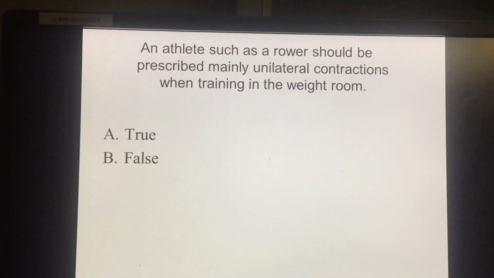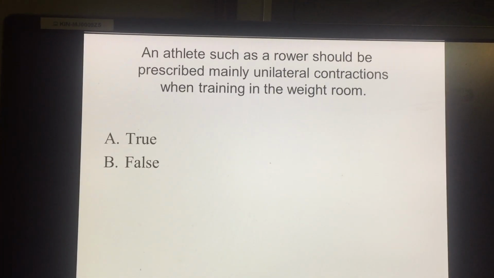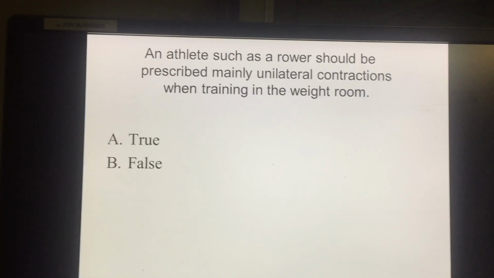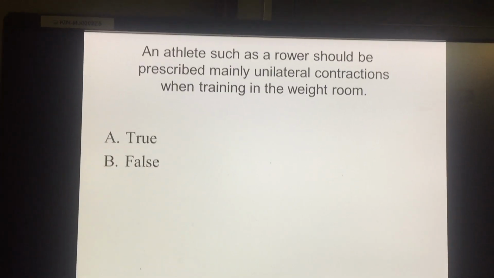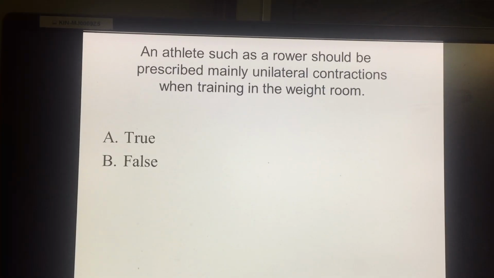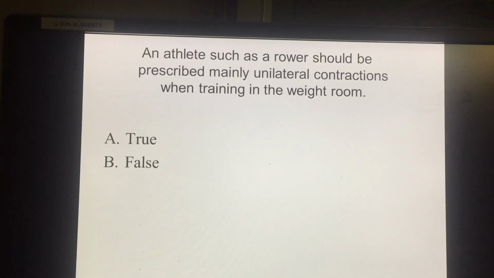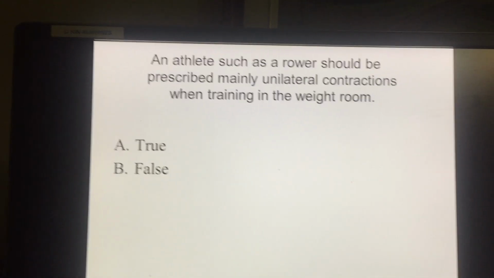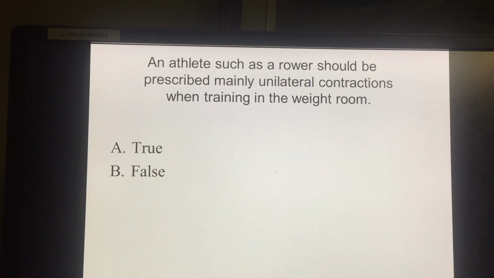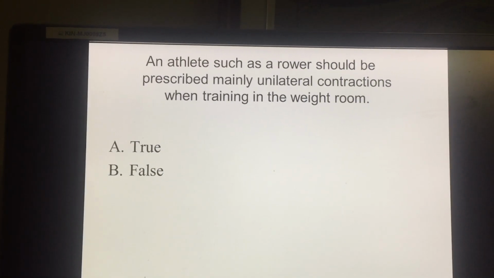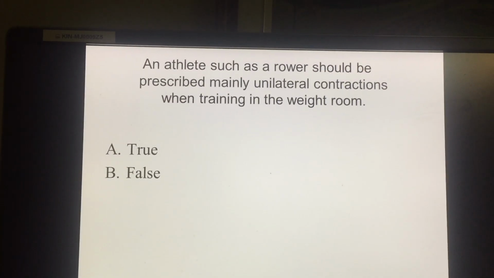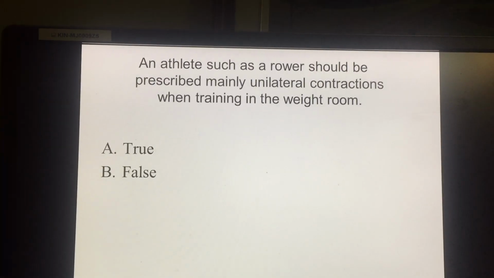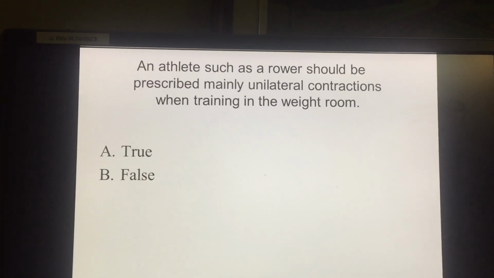And the last question I have here is, an athlete such as a rower should be prescribed mainly unilateral contractions when training in the weight room. This one would be false. So a rower, if you think about rowing, it involves a lot of bilateral contractions. They should train specifically to what's involved in their sport. So it would be best if they trained in the weight room using bilateral contractions rather than unilateral contractions, strictly because it's more similar to the type of performance they need for their sport.